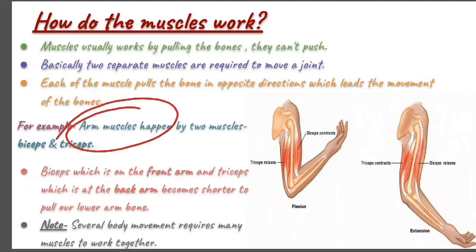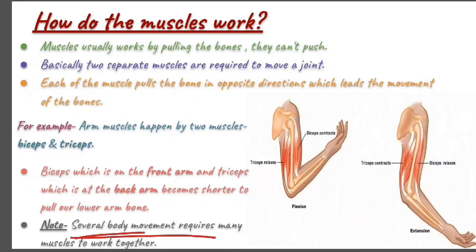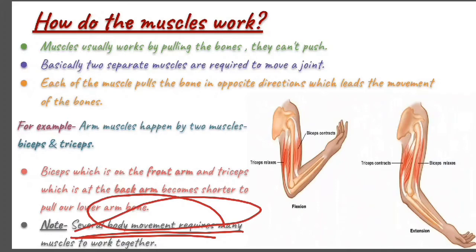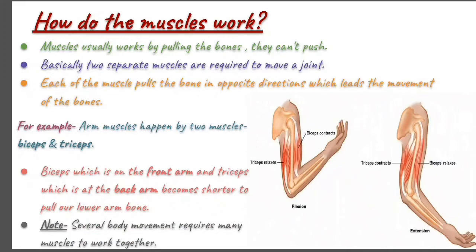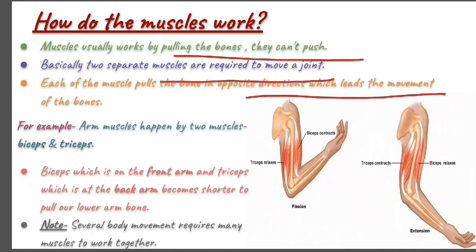Okay, so here I have written as a note also that several body movements require many muscles to work together. It doesn't require only two, sometimes it requires more than two muscles to work together just to perform the function of an organ. Okay, so this is how your muscles actually work, and that's why I have written here that movement basically requires at least two muscles. Fine.